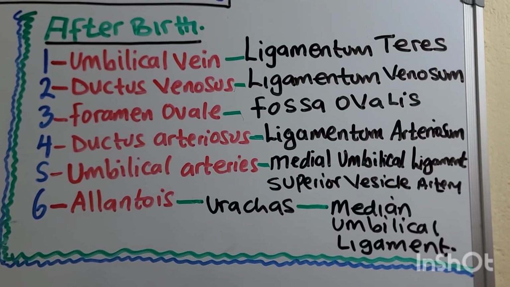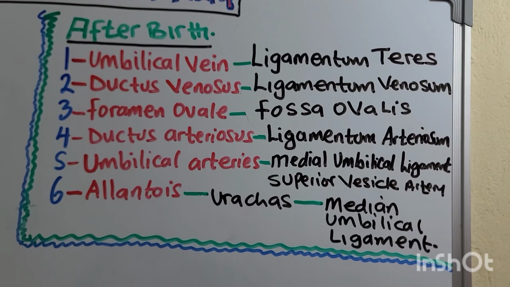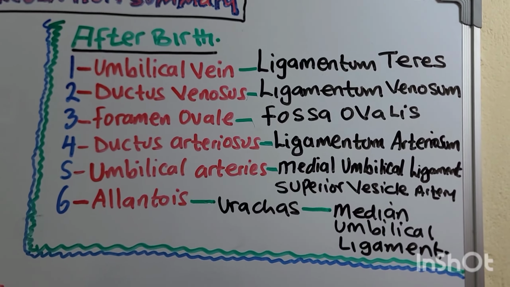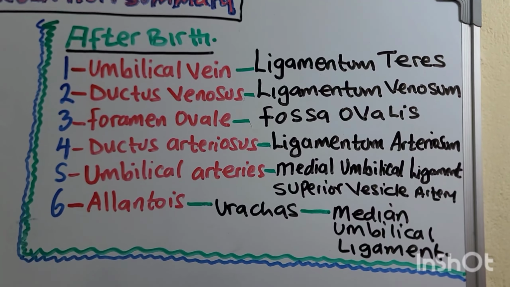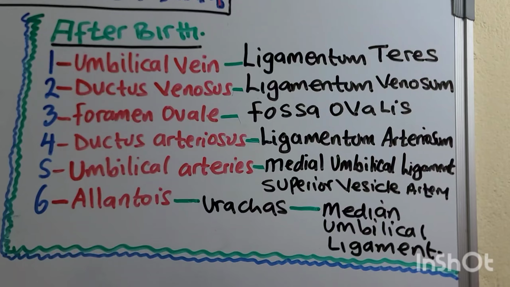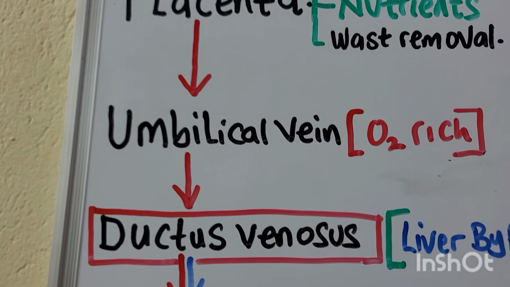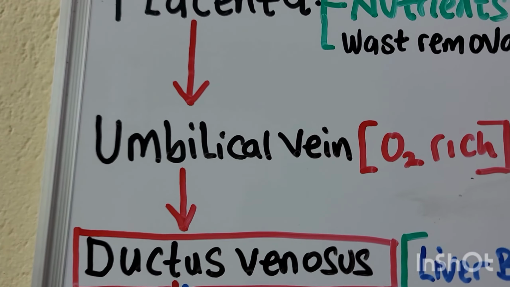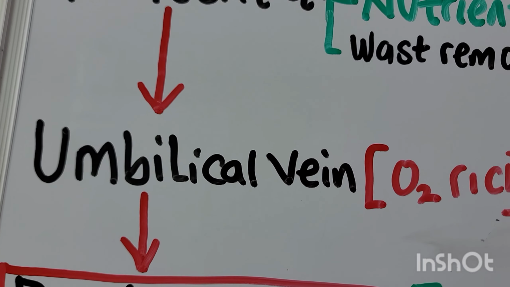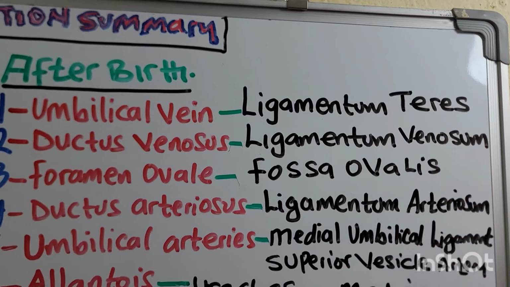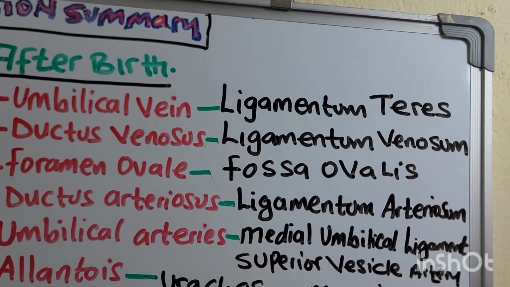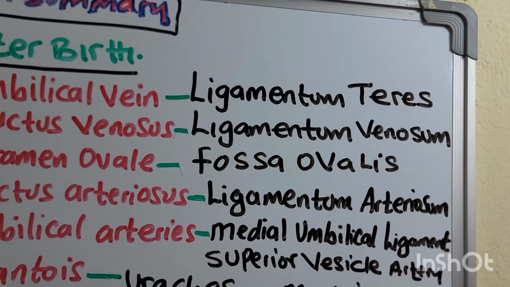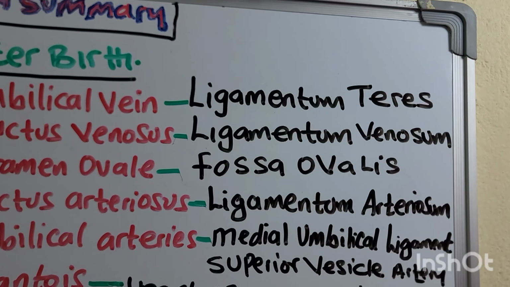And because of that, we are going to be having a lot of the structures which we don't want when the baby is born. Whenever the umbilical cord is cut, there are different structures which we no longer want to exist. What are those structures? We no longer want the umbilical vein. After birth, this umbilical vein is going to become a fibrotic tissue, which you are going to be calling the ligamentum teres.